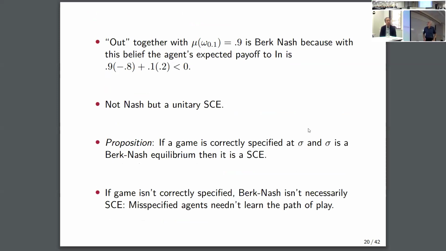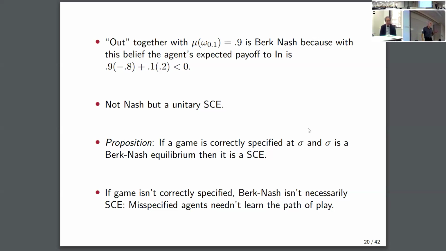So out, together with a belief that omega 0.1 has probability 0.9, is Berk-Nash, because with that belief, out is better than in. You think it's pretty likely to be a bad outcome. It's not a Nash equilibrium because the agent's beliefs about playing in are wrong, but it's a unitary self-confirming equilibrium. Proposition: if the game's correctly specified at sigma, even only at sigma, and sigma is a Berk-Nash equilibrium, then it's self-confirming. Of course, if the game isn't correctly specified, Berk-Nash isn't necessarily self-confirming.